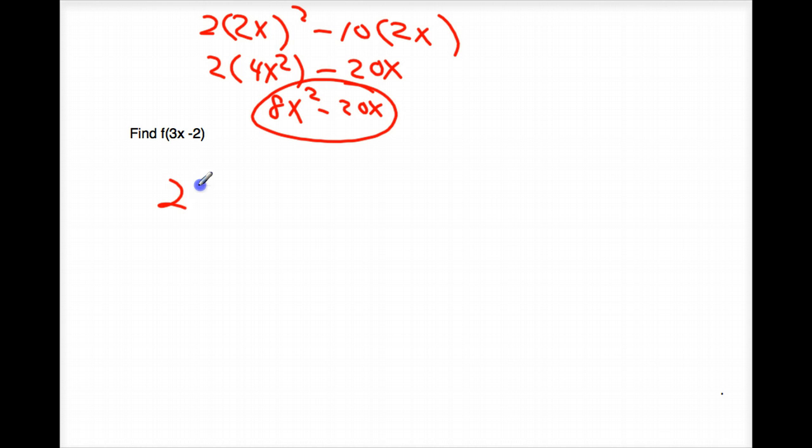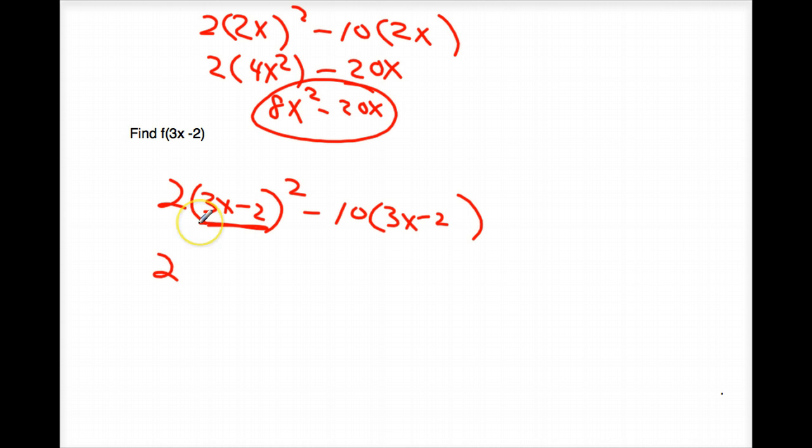Finally, you've got 2 parentheses something squared minus 10 times something. Here we're plugging in 3x minus 2. And hopefully by now you're starting to go, man, he's trying to get me with the square dance again. That's not going to happen. A binomial squared is first one squared, twice the product, 2 times 3 is 6, double is 12, last one squared.